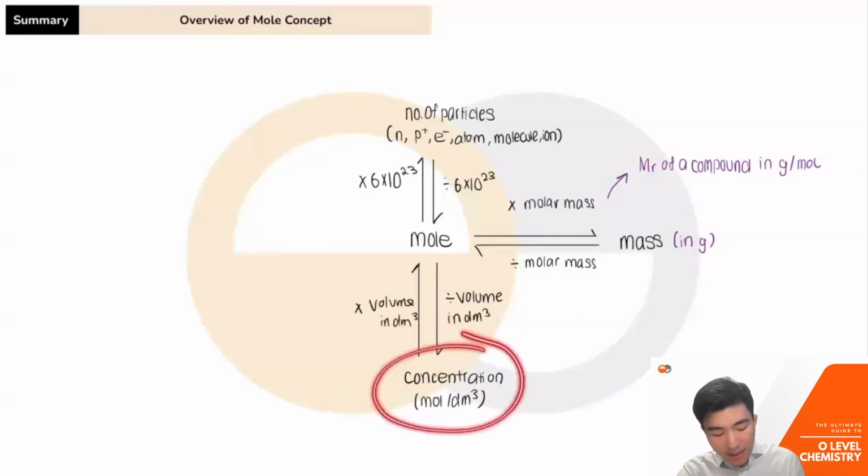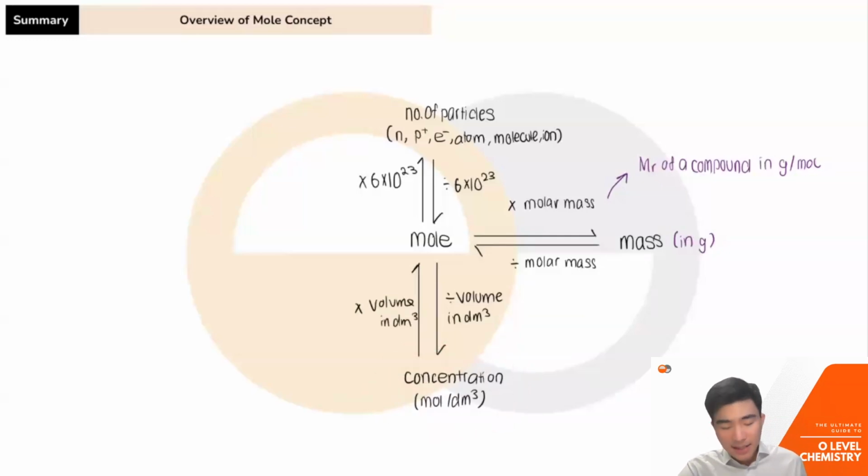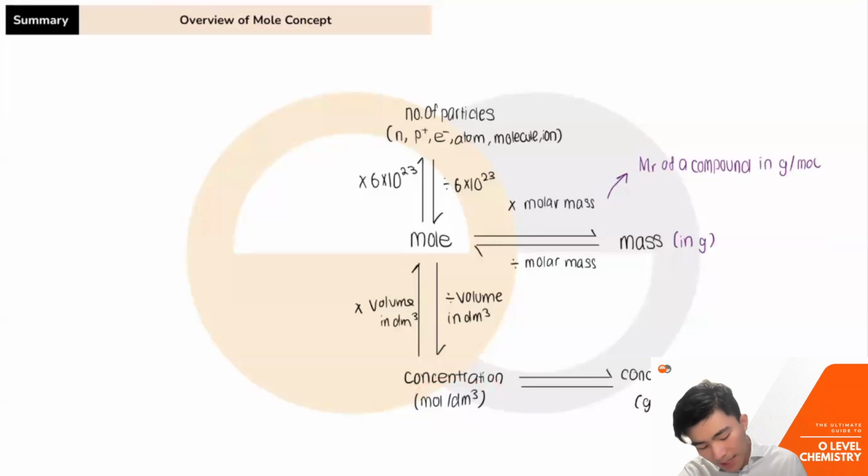Next, after you have gotten this, if I want to find the concentration in terms of grams per dm cube, how do I do that? Sometimes the question may not want you to give mole per dm cube. Sometimes they ask you to find grams per dm cube. So how do I do it? Mole to gram, how to convert? Mole to gram, I multiply by molar mass, right? So similarly, I should also multiply by the molar mass. Then to convert backwards, divide by molar mass.